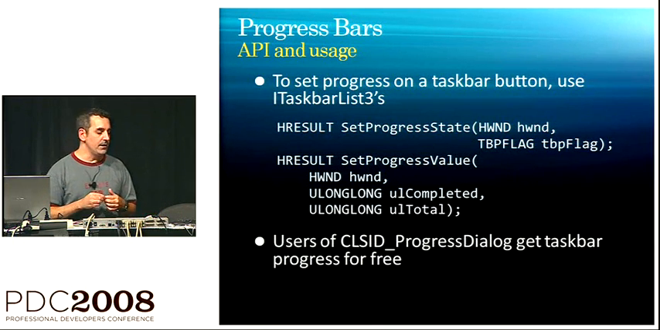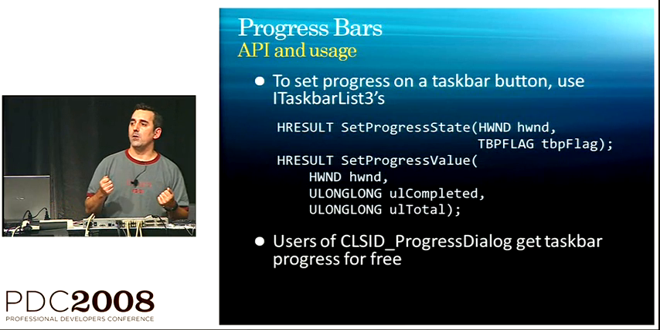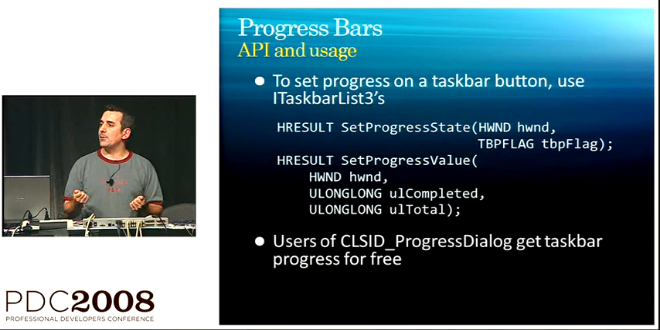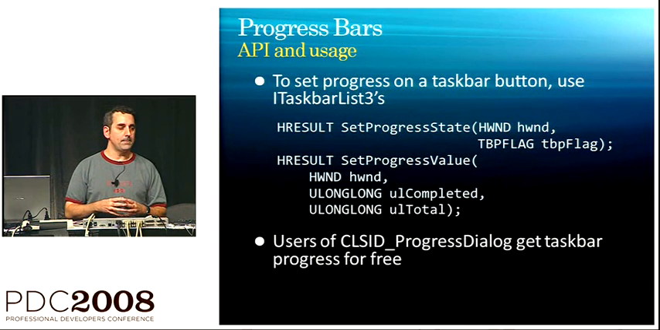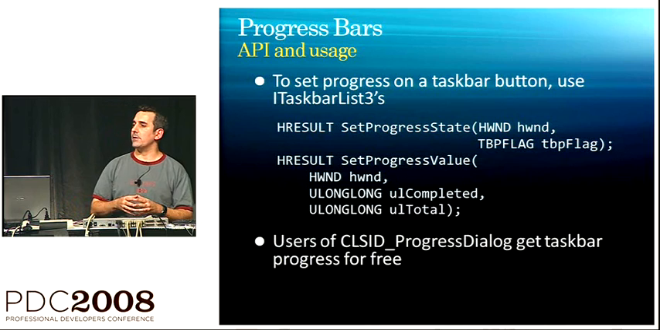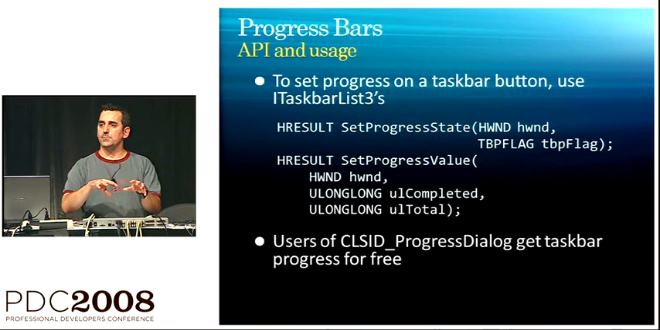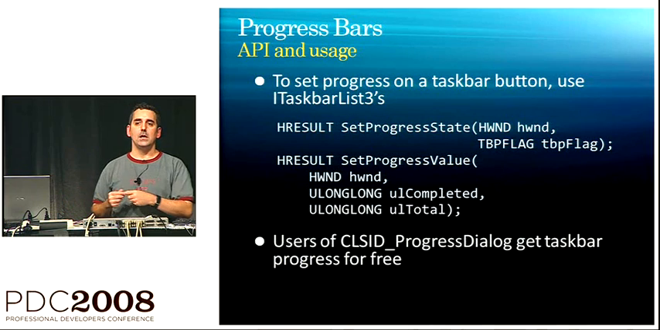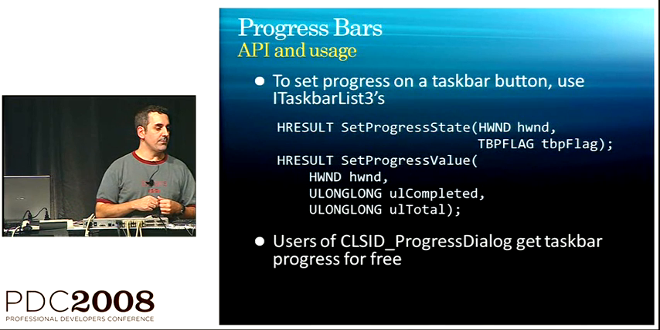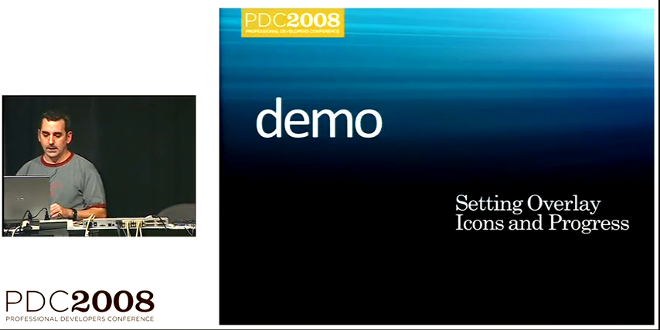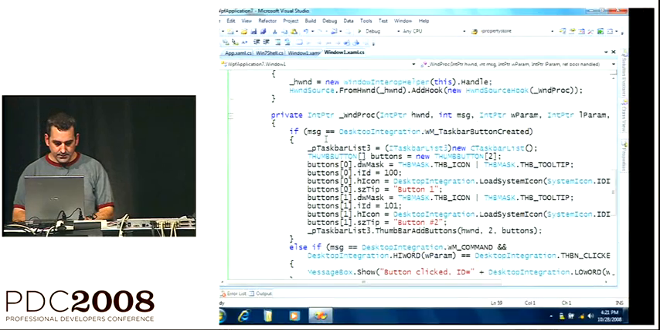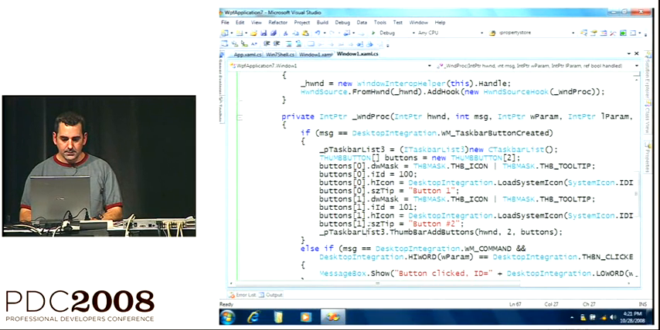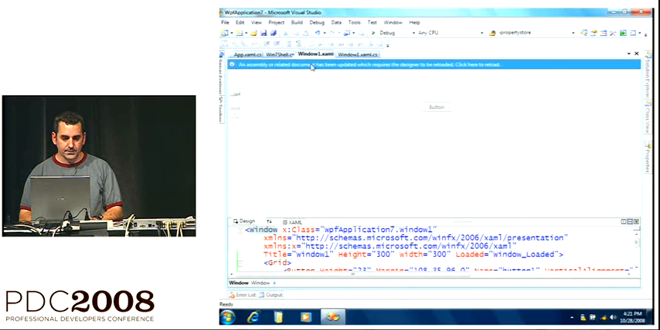This is kind of analogous to how the common progress dialog's progress works. Now, if you happen to use the common progress dialog, which was introduced in Vista, then you actually get taskbar progress for free. We hooked it up so that any calls made to the common progress dialog will also call into the taskbar list 3 API. So I'll just quickly show, going back to our demo app, how we can set an overlay icon as well as progress for our application here.